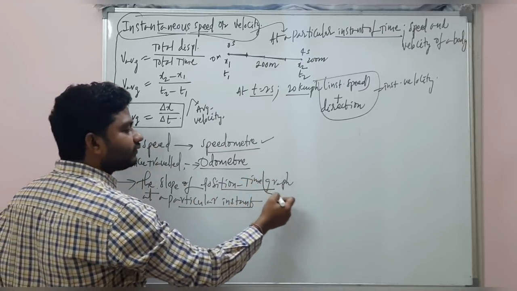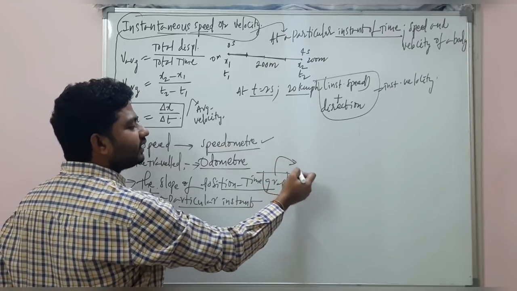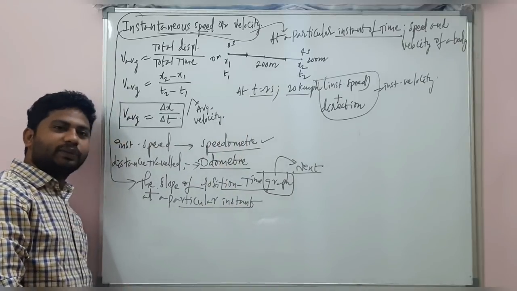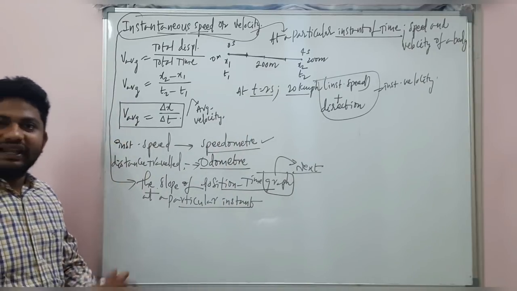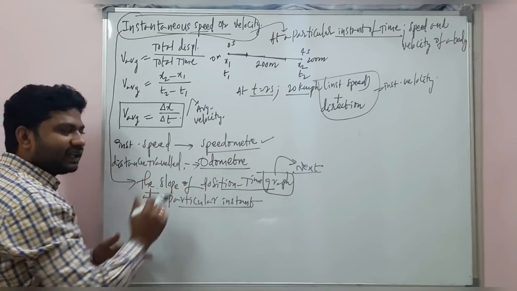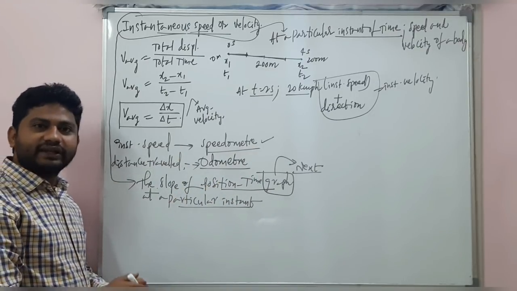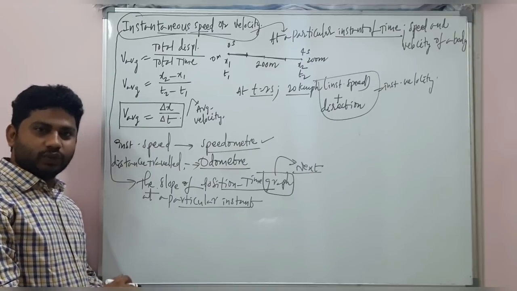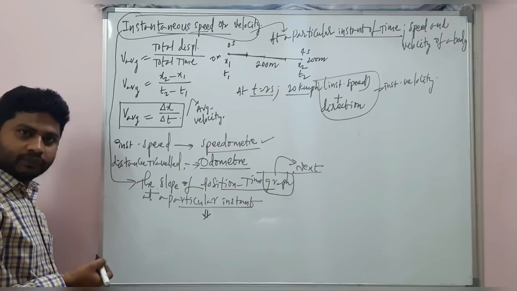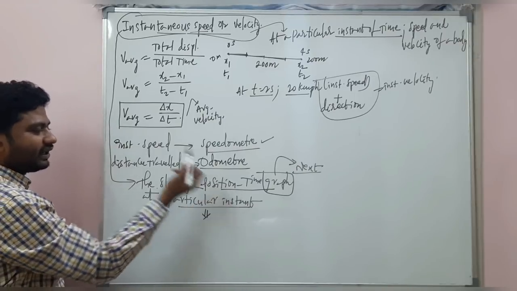About the graphs, we will be discussing in the next session. The complete concept about the graphs we will discuss later. The slope of the position-time graph at a particular instant will give you the instantaneous speed or instantaneous velocity. So this indicates, carefully see my dear students, at a particular instant.